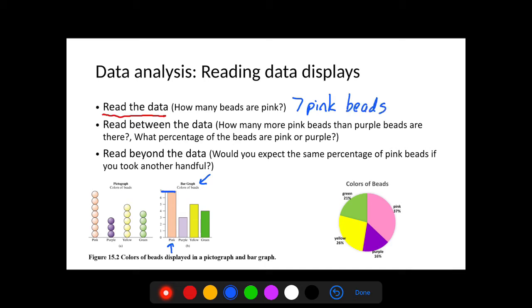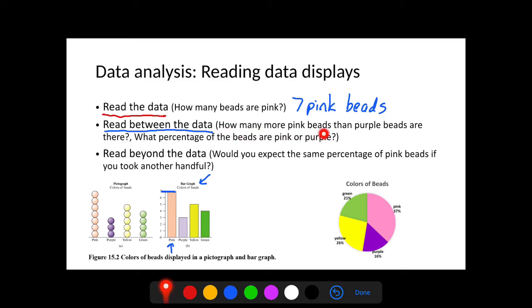Literally just reading the data off the graph. Then we can read between the data. This is a little more sophisticated because this requires us to compare two different data points or to do operations between categories here. So let's look at the first question.